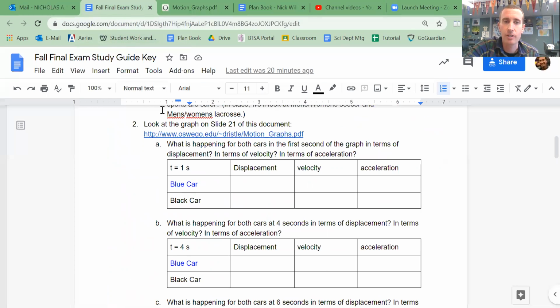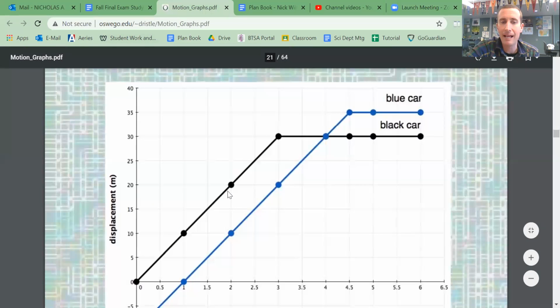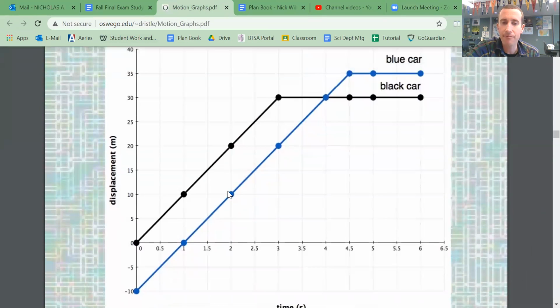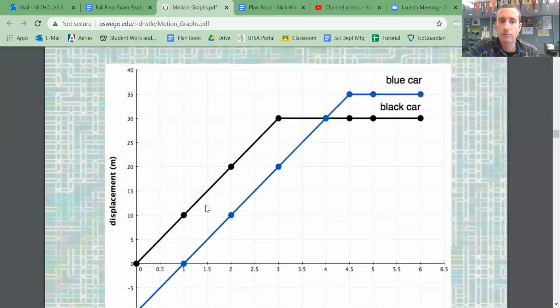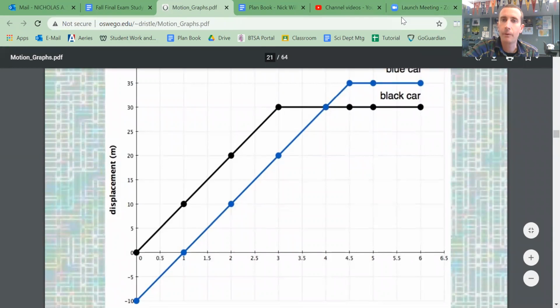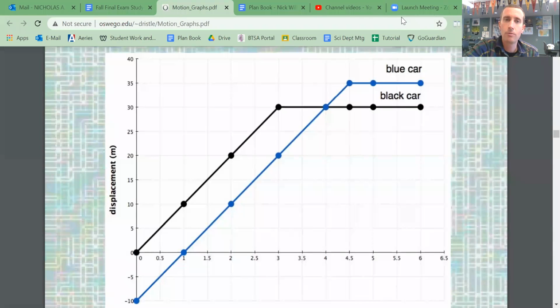So let's look at the question. What is happening for both cars in the first second of the graph in terms of displacement, in terms of velocity, in terms of acceleration? All right, so blue car and black car in the very first second of the graph, that would be up to this point right here. Nope, not that point. This point right here. There we go. That is second 1. So up till there, what is happening?